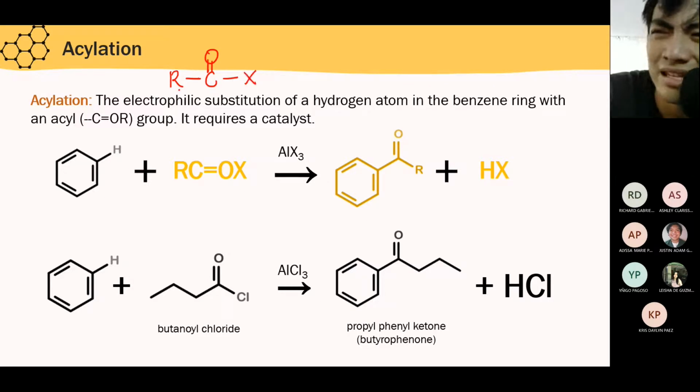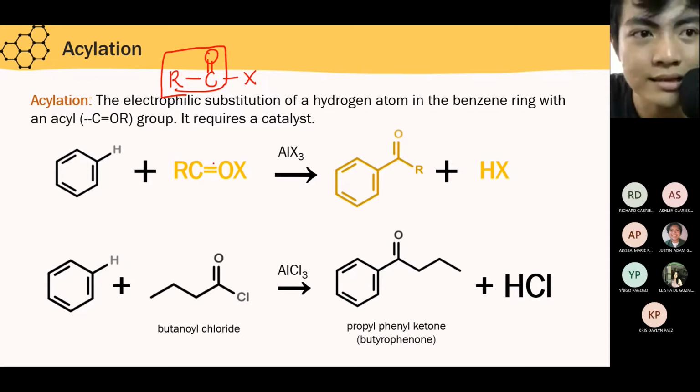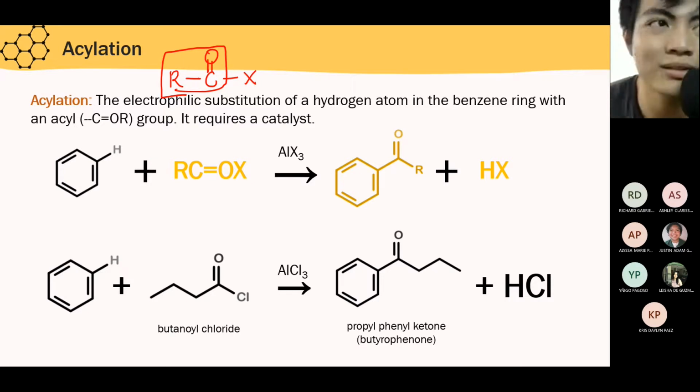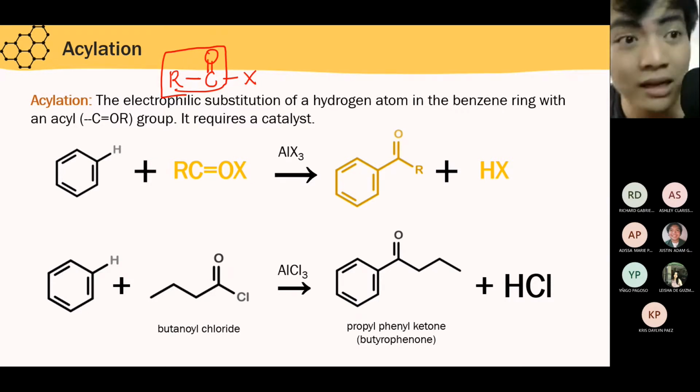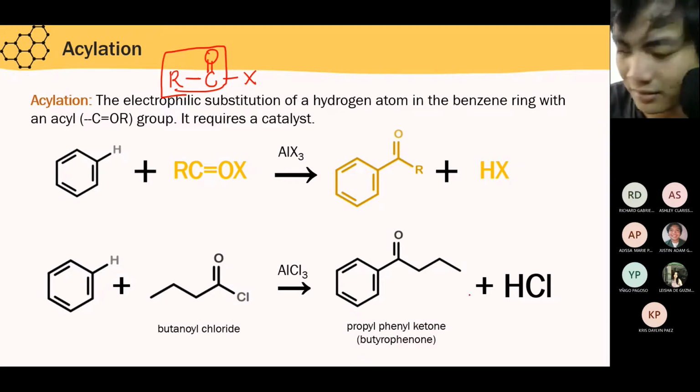Ayan. So ito yung acyl. Itong part na to yung acyl. Yung RC double bond O. Yun yung acyl. Okay? So, bakit mo kailangan ng acyl? Kasi sometimes, di ba, gusto mo ng benzaldehyde. Kunwari gusto mo benzaldehyde, o yun na nasa isip mo. O kaya kunwari gusto mo nito, propyl, butyl phenol, something like that.